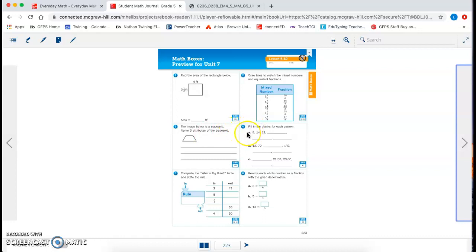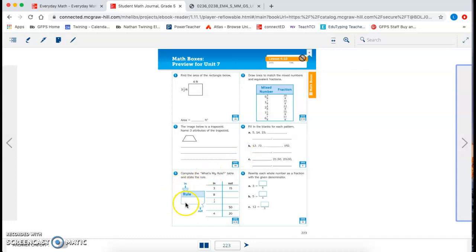Number 4 is fill in the blanks for each pattern. Now these patterns can be pretty tricky. I just need you to try the best you can. Okay, if 4 is confusing, it's okay. Just do the best you can and see if you can get it.